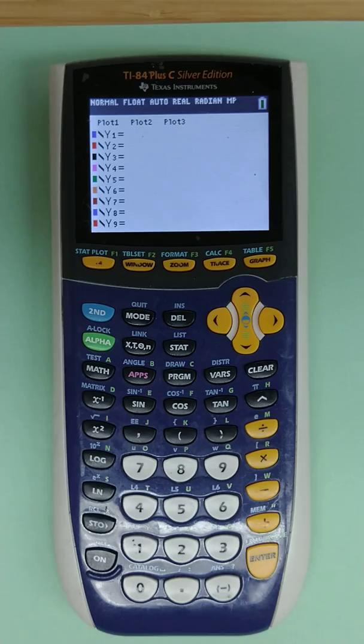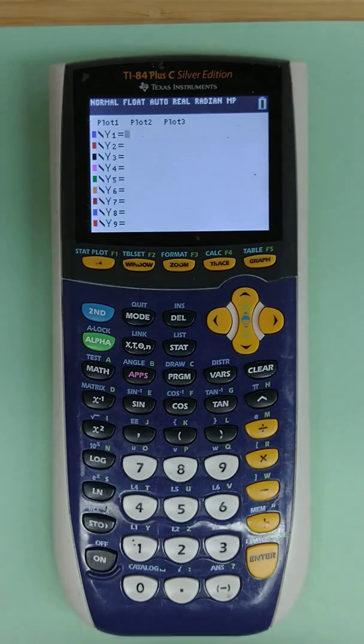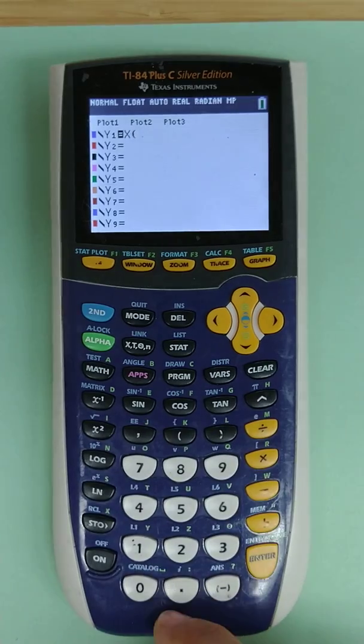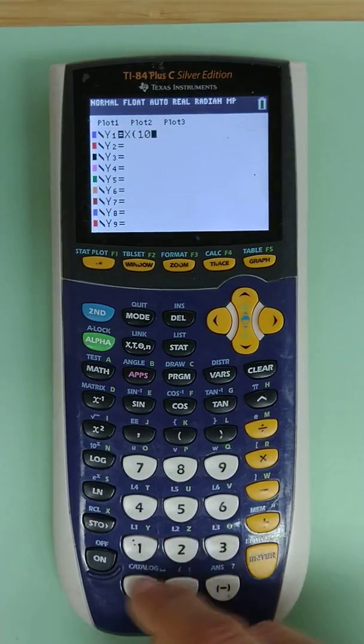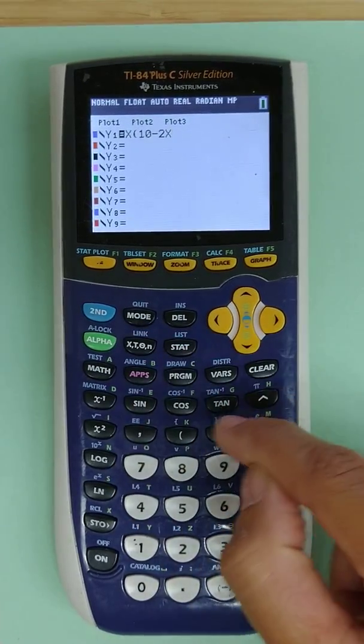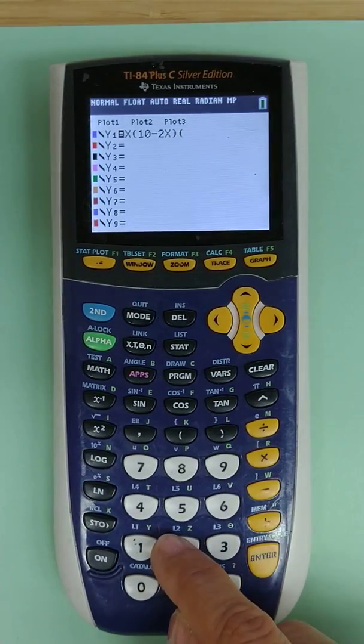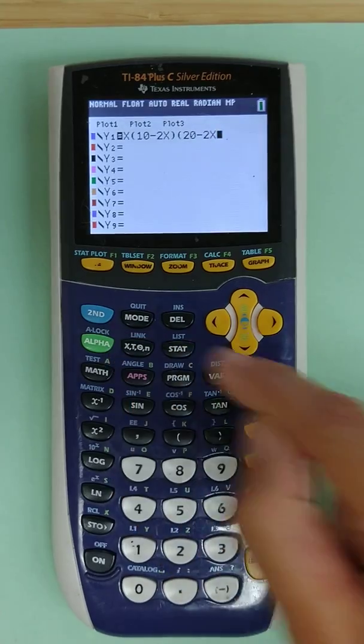The equation for the volume of the box as a function of the square cutout is height, which is x, times width, which is 10 minus 2x, because we're cutting out from both corners, times length, which is 20 minus 2x.